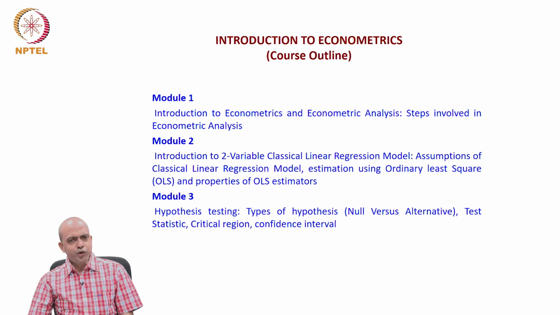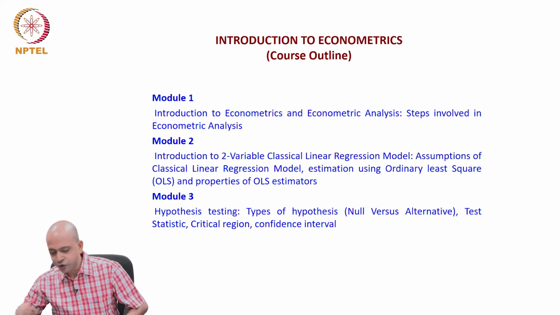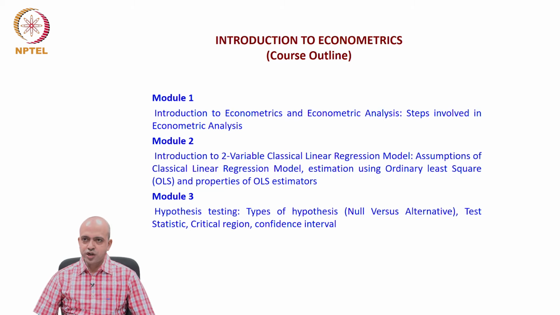We will be applying the ordinary least squares technique to estimate the relationship in the two variable classical linear regression model. So, OLS is the technique that we are going to learn here, and after estimating the model, we are also going to learn 3 important properties of our estimates: unbiasedness, efficiency and consistency. This is there in module 2.